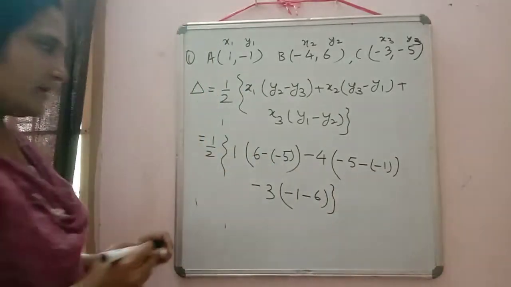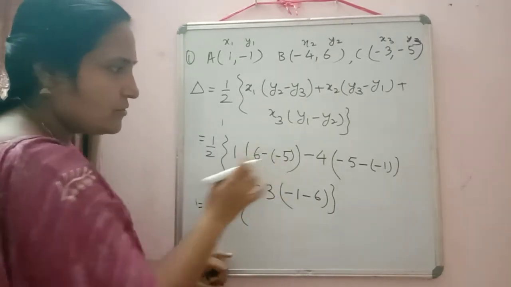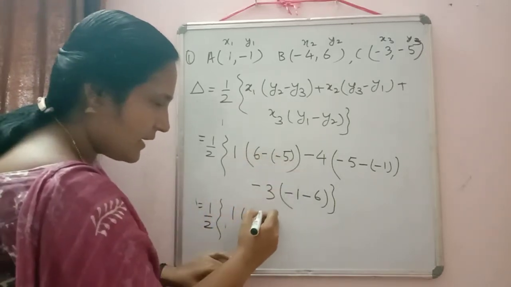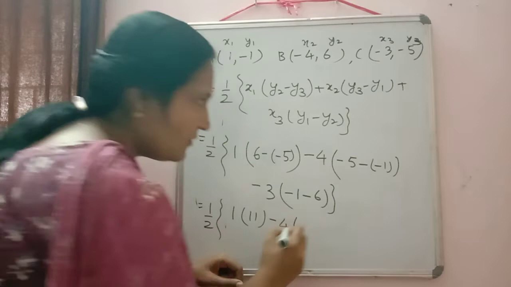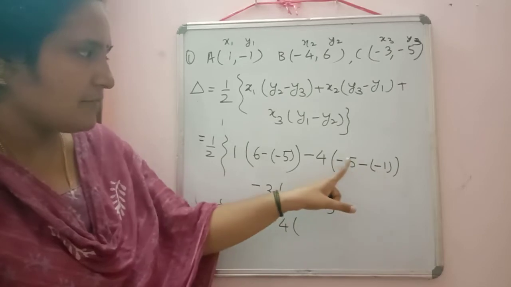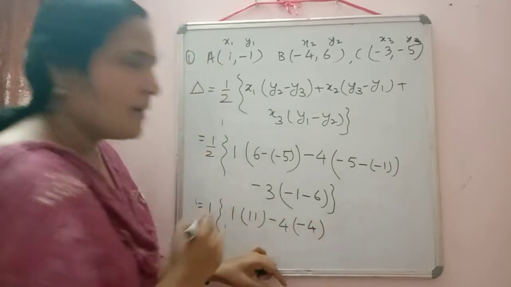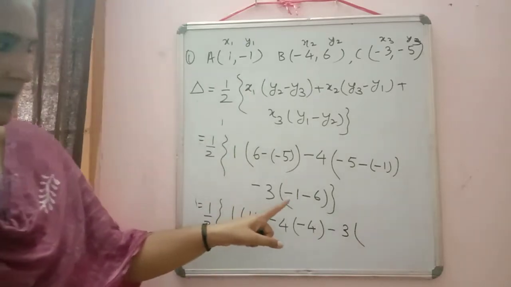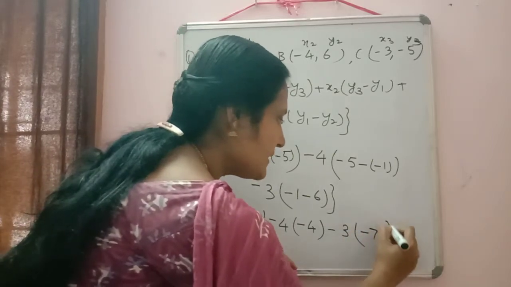Substituted the values there. Now we will simplify it. Half into 1 into, minus into minus will be equal to plus. So we will get here 6 plus 5, and 6 plus 5 will be equal to 11. Then next one, minus 4 into, what we will get here? Minus 5. Minus into minus will be equal to plus. So we are getting minus 5 plus 1. Minus 5 plus 1 will be equal to minus 4. Then next, minus 3 into, here what we are getting? Minus 1 minus 6. Minus 1 minus 6 will be equal to minus 7.